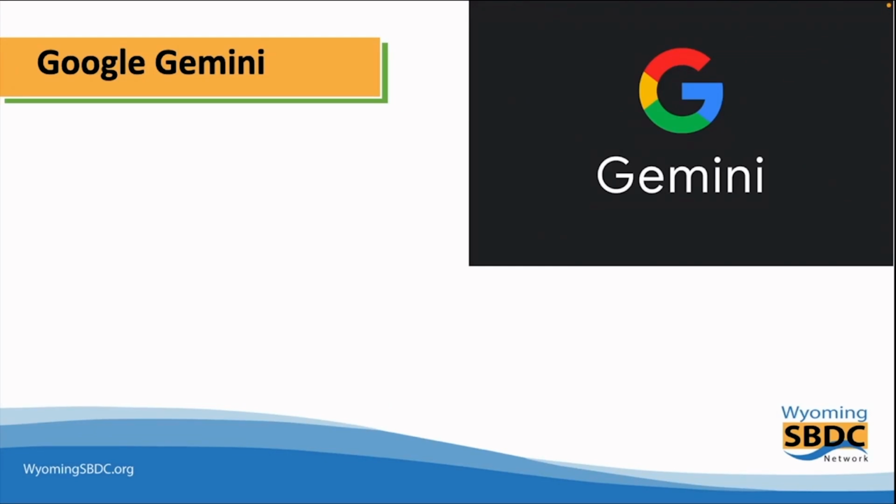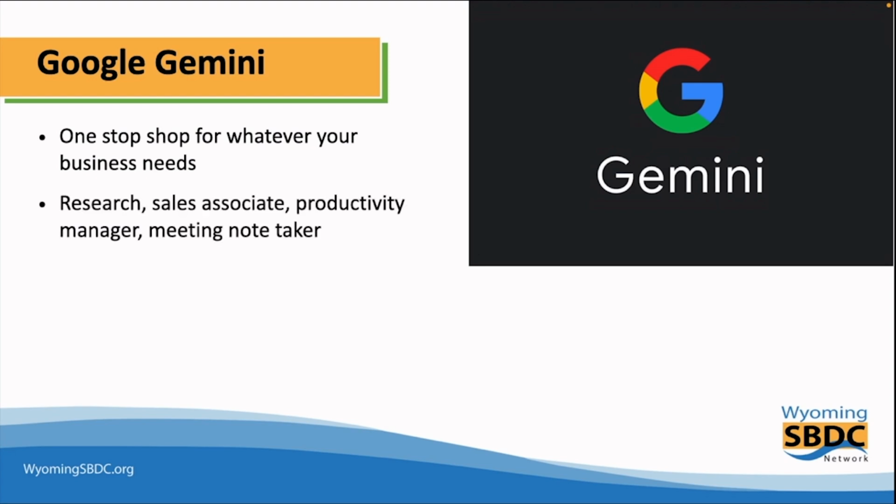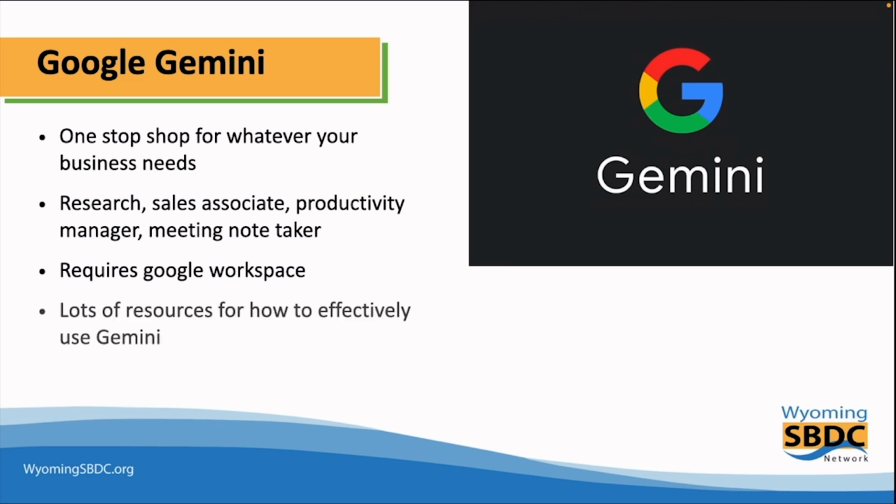So, moving on to Google Gemini. What is Google Gemini? Well, it's advertised as your one-stop shop for whatever your business needs. So if you need a researcher, a sales associate, a productivity manager, or a meeting note taker, Gemini claims to be able to do all of that. Of course, this does require the use of Google Workspaces, so Google Slides, Google Docs, Google Meet, in order to get the best out of everything that it has to offer. And thankfully, there are a lot of resources on how to effectively use Gemini, as well as what Gemini is best used for in specific cases.